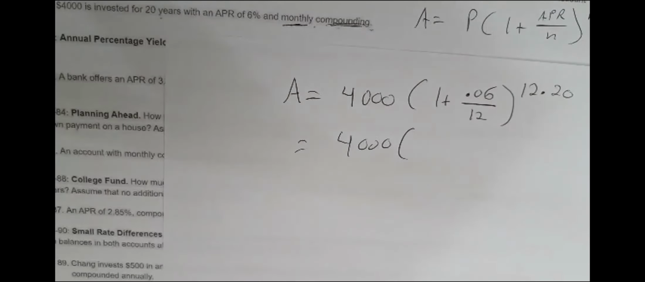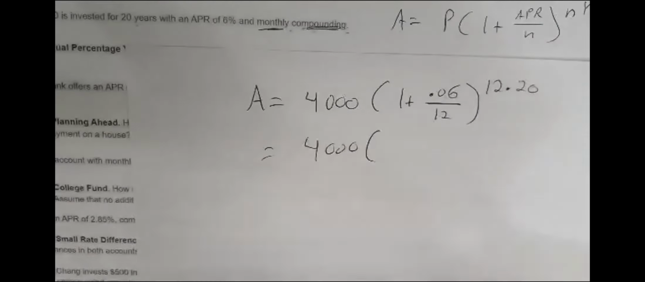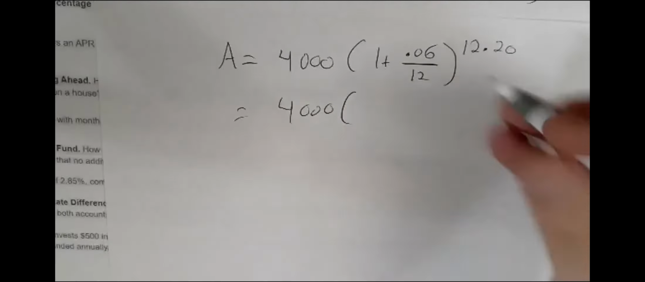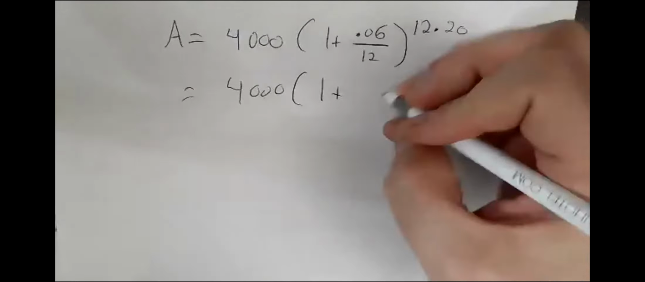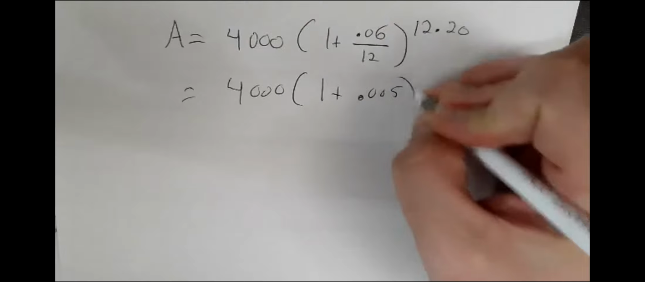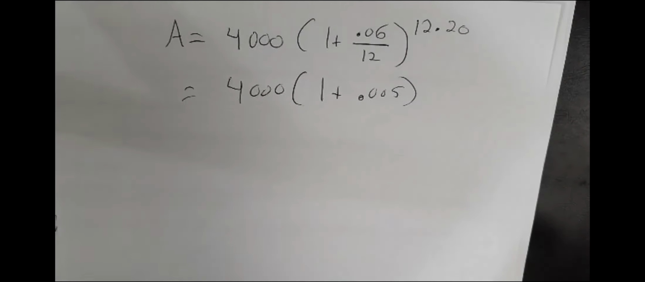If you can get this set up, if you can understand what the problem's asking and you know the formula to plug it into, and you plug it in, that is a big step in the problem. This is a big portion of the problem. 0.06 divided by 12. The next thing is being able to do these things in the right order, doing PEMDAS, right?